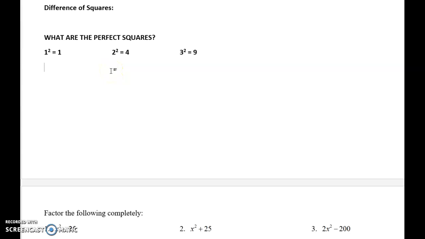So 1, 4, 9, and then we have 4 times 4, which is 16, 5 times 5, 6 times 6, 7 times 7, 8 times 8, 9 times 9, 10 times 10, 11 times 11, 12 times 12, and you can just keep going on and on and on. Obviously, this is a never-ending list. I'll put some little dots there to show that you can keep going. But if you are familiar with at least those 12, that'll help you a lot with these kind of problems.